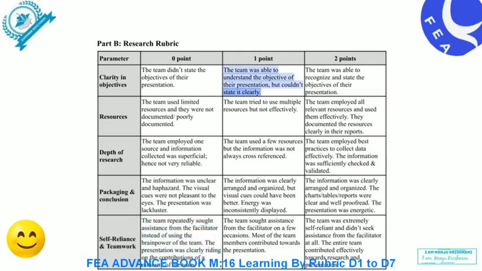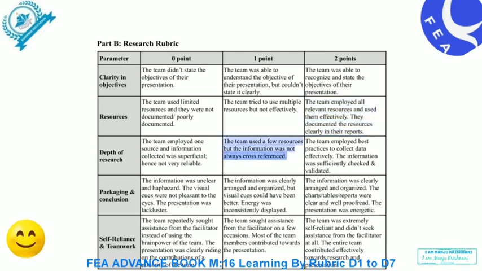The team was able to understand the objective of their presentation, but couldn't state it clearly. The team tried to use multiple resources but not effectively. 2 points. The team was able to recognize and state the objectives of their presentation. The team employed all relevant resources and used them effectively. They documented the resources clearly in their reports.